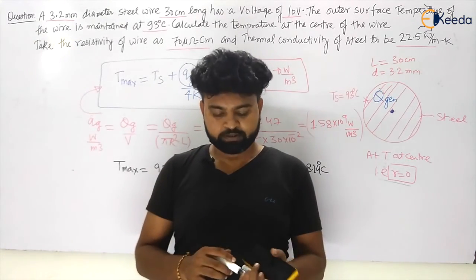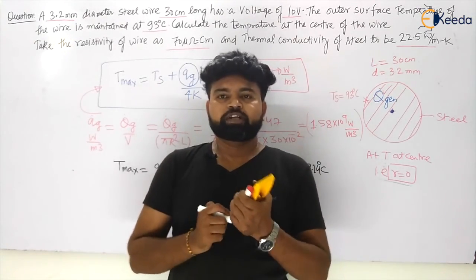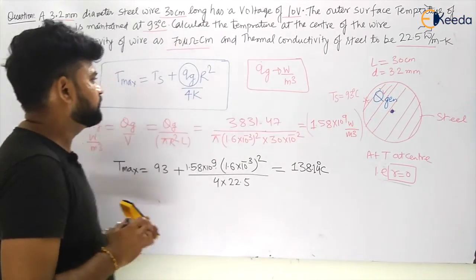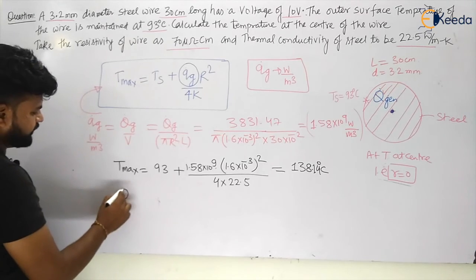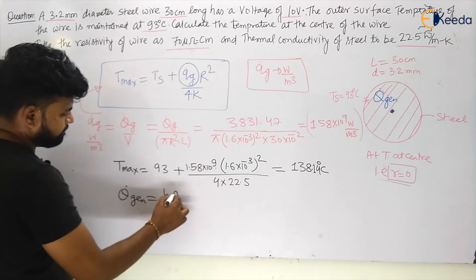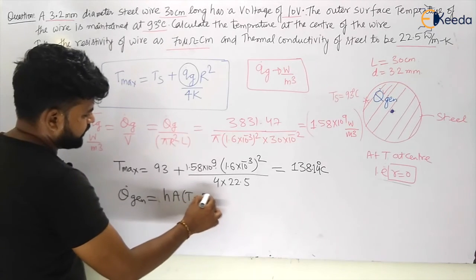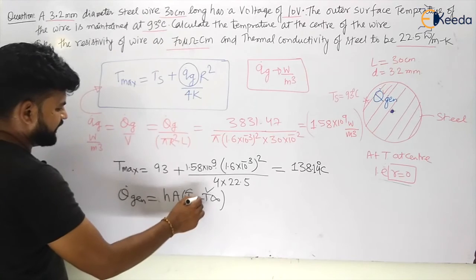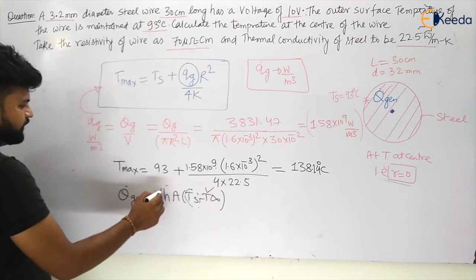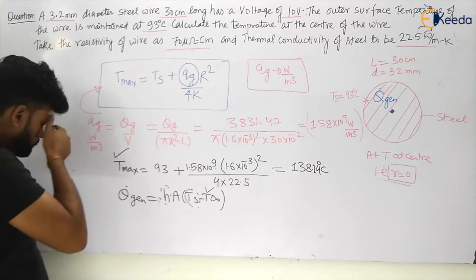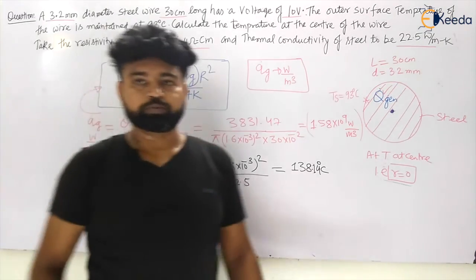My dear students, hope you have got the concept. So if there will be convection, you can solve this problem also, because then Q conducted will be equal to what? That is Q generated will be equal to, in this case, HA Ts minus T infinite. So in this case, if T infinite is given and Ts is not given, you can have Ts from here, and if value of H is given, you can easily calculate this T maximum, my dear students. Okay, so hope you have got this concept.